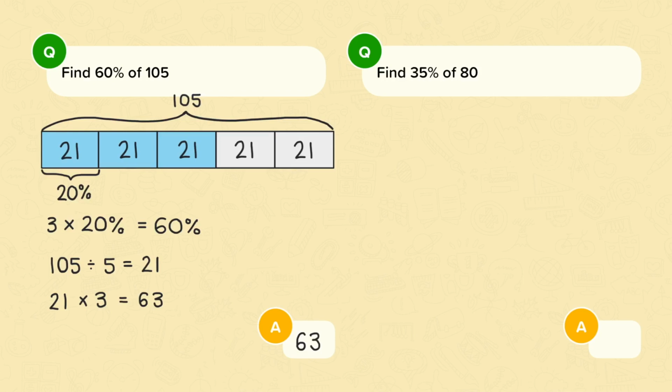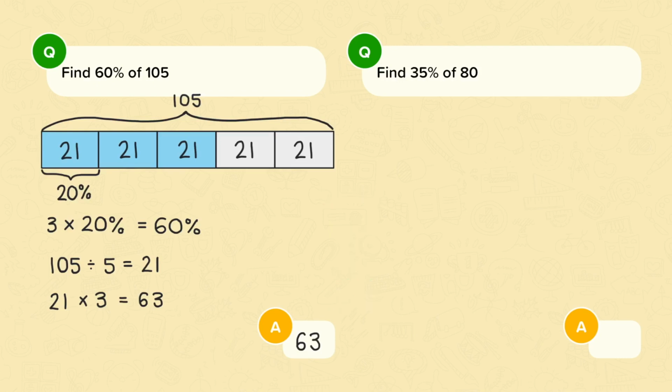Find 35% of 80. 35% is a multiple of 5%. So, when you draw your bar model, you need to split it up into 20 sections, each worth 5%. Pause the video now and have a go at this question.